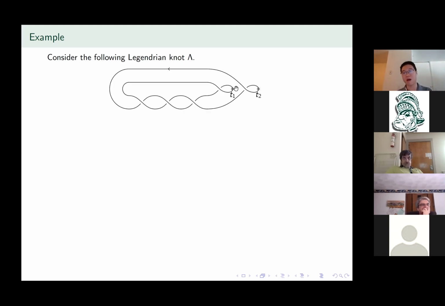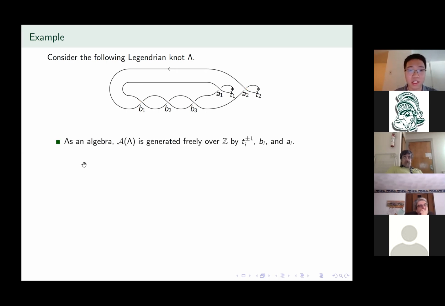So I put one mark point here and one mark point here, okay, and so let me label all the ripcords in this picture. So you have three here, B1, B2, B3, and then there are two here, A1 and A2. So those are the ripcords. Okay. So as an algebra, A is freely generated by Ti plus minus 1, Bi and Ai. And then the grading: Ti and Bi are of degree 0, and the Ai are of degree 1. Okay. So if you follow the recipe of computing the grading, this is what you get.